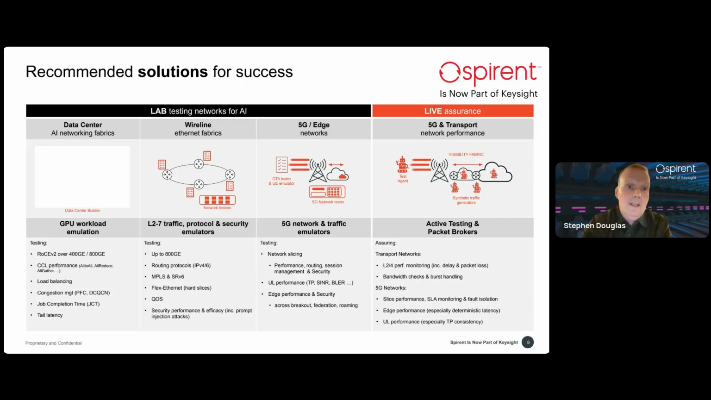As for the wireline Ethernet networks, which primarily provide the interconnecting fabric in our telecom and enterprise networks, here, layer 2 to 7 traffic protocol and security emulators, such as Keysight's RS1, high-density Ethernet testers, and the CyPerf security and application traffic generators are being used to validate the high speeds, to test the implementation and performance of those routing protocols, segment routing soft slices, FlexE hard slices, quality of service, and to verify security efficacy and performance impacts against new AI attack vectors, such as prompt injection attacks.